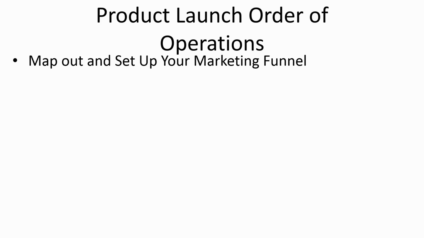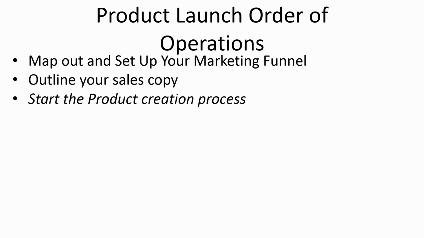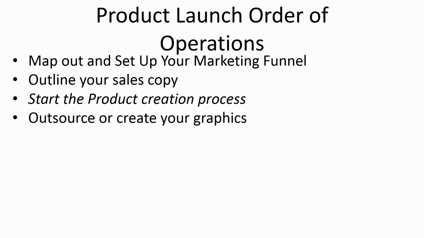All right, let's talk about the order of operations briefly. We've talked about this every week, but let's go over it again. First, map out your funnel. Then write your sales copy, then start the product creation process. And once you start the product creation process, you should be doing these things at the same time. You should be getting your graphics outsourced. You should be setting up your sales pages.